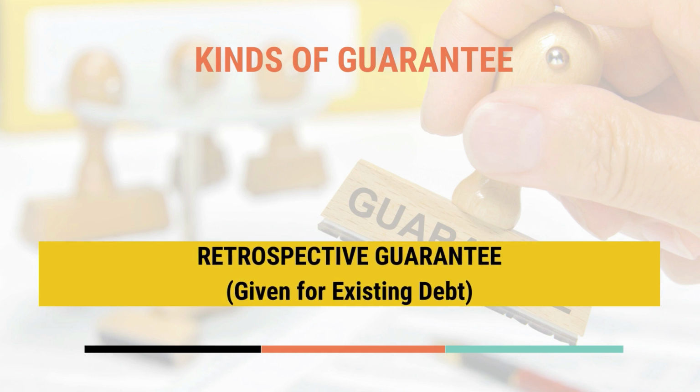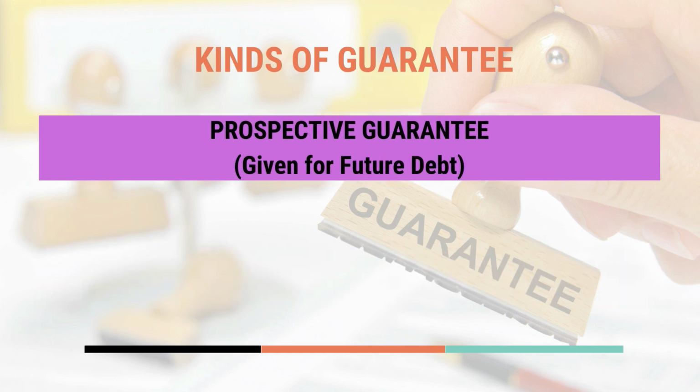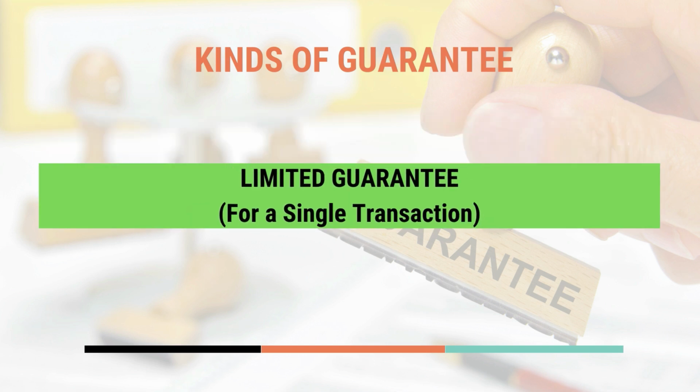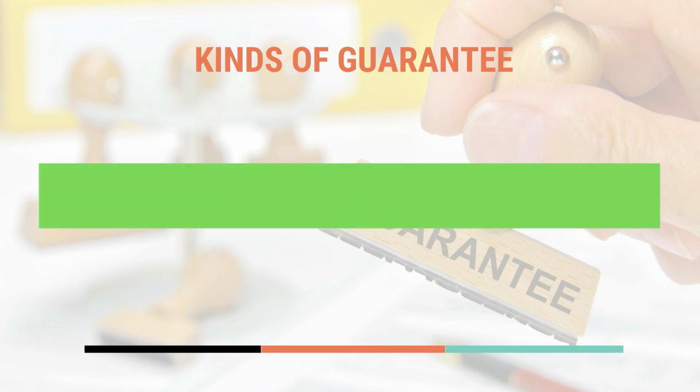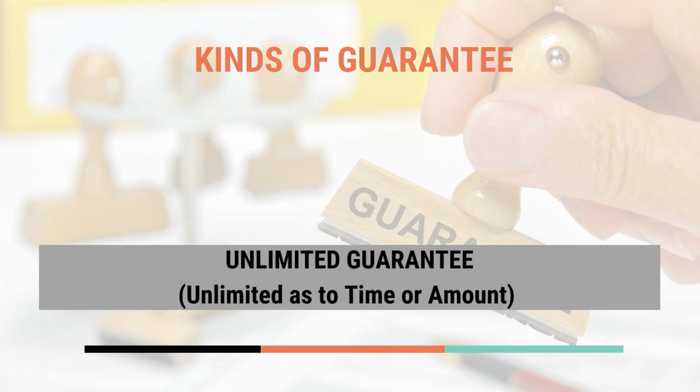Third kind of guarantee is retrospective guarantee. Retrospective guarantee is the guarantee which is given for the existing debt, which is at present. Fourth kind of guarantee is prospective guarantee. This kind of guarantee is given for the future debt. Fifth is limited guarantee. So where guarantee has been given only for single transaction, right? So that is limited. Sixth is unlimited guarantee, which is given to the series of transaction as to time, as to amount, it is unlimited.